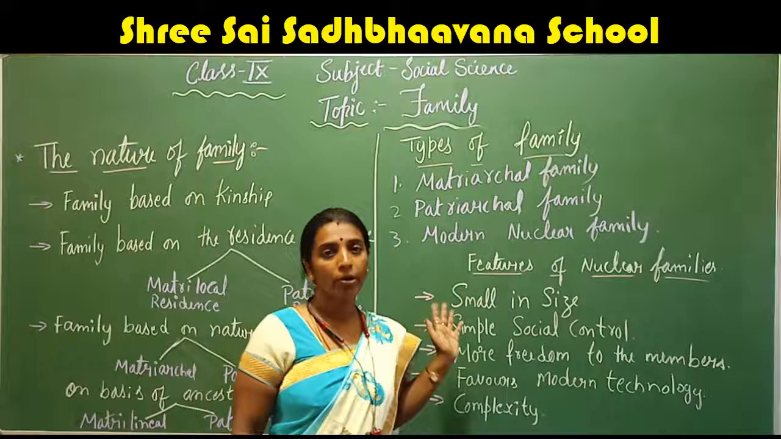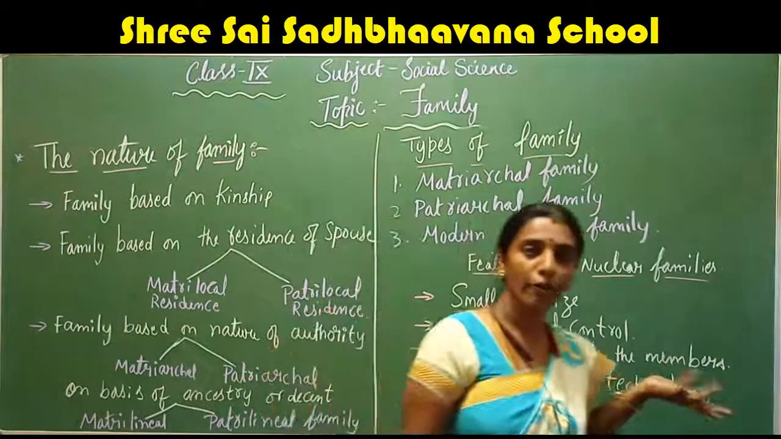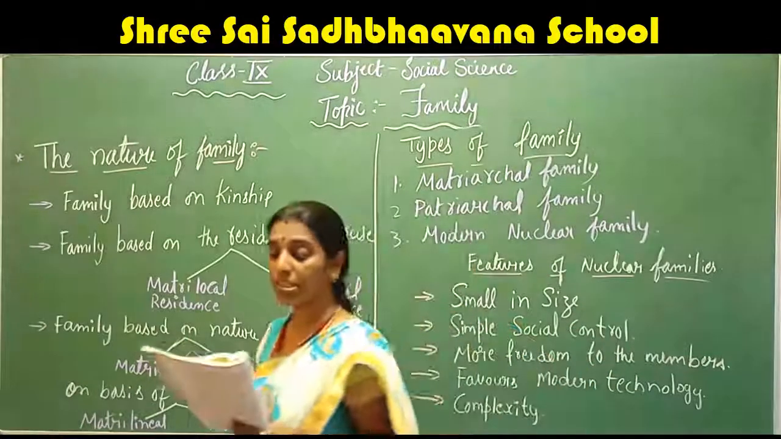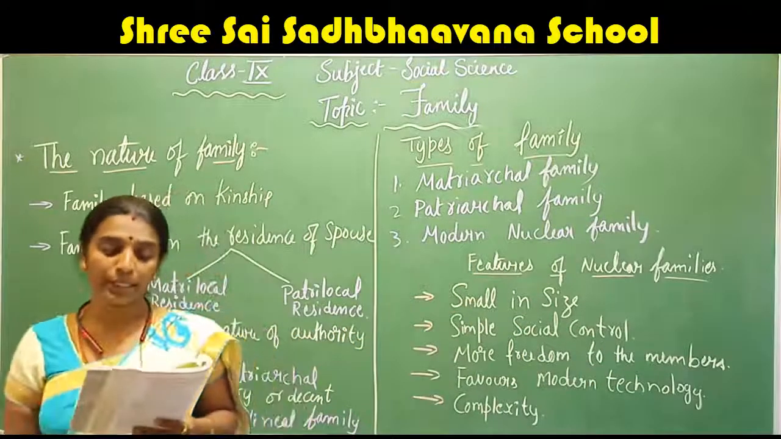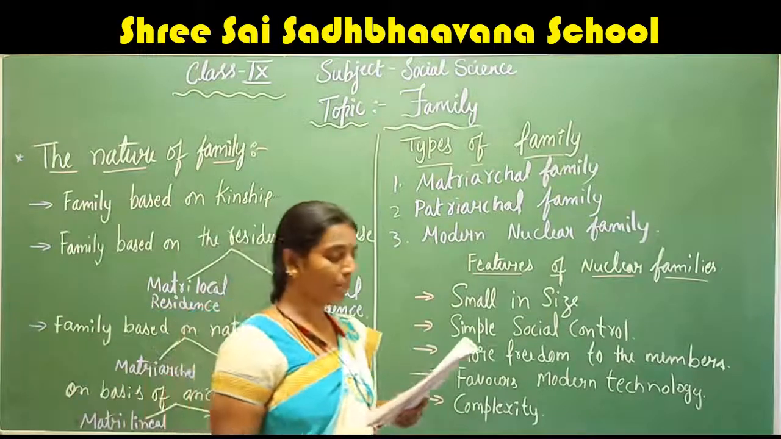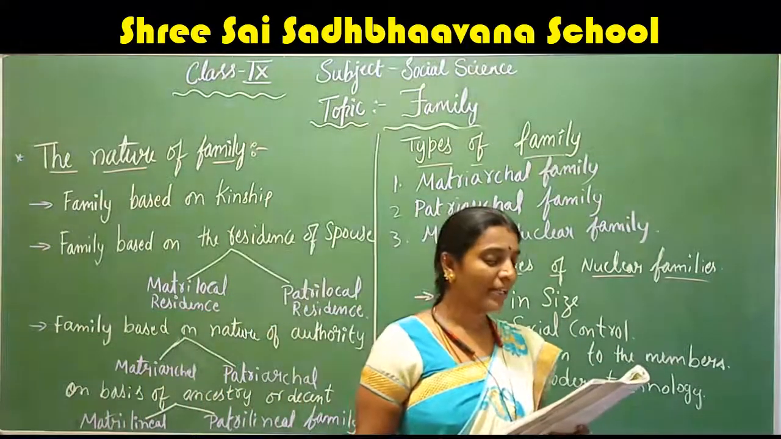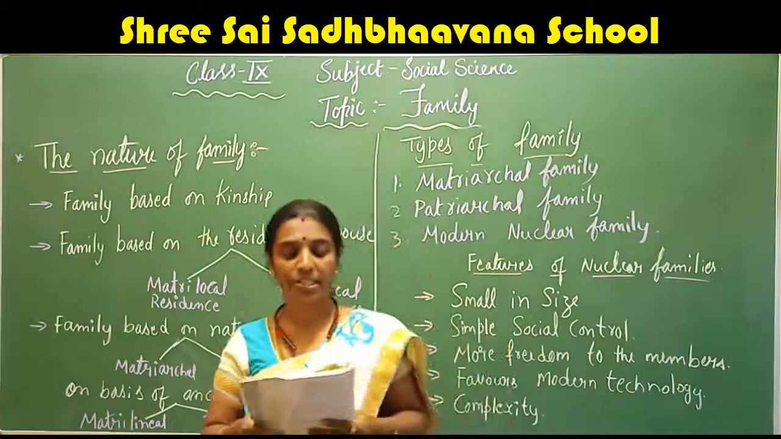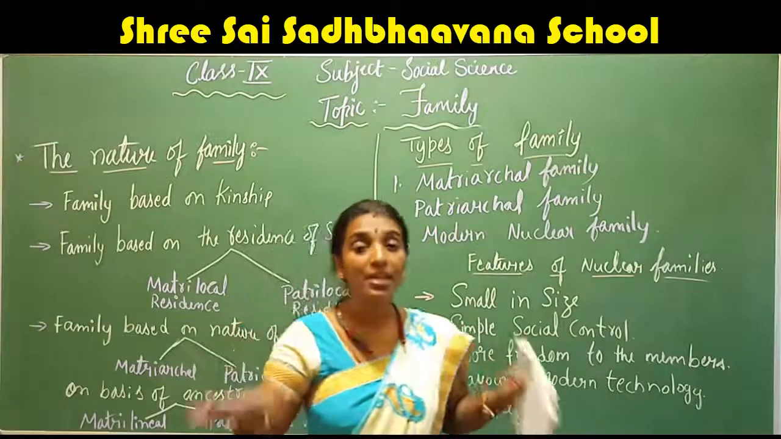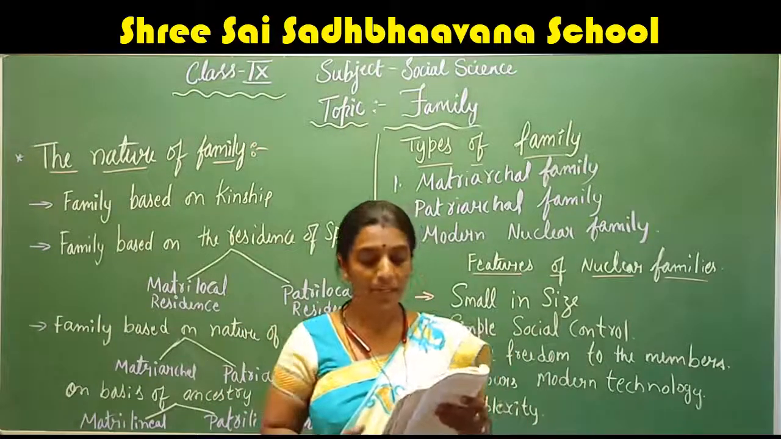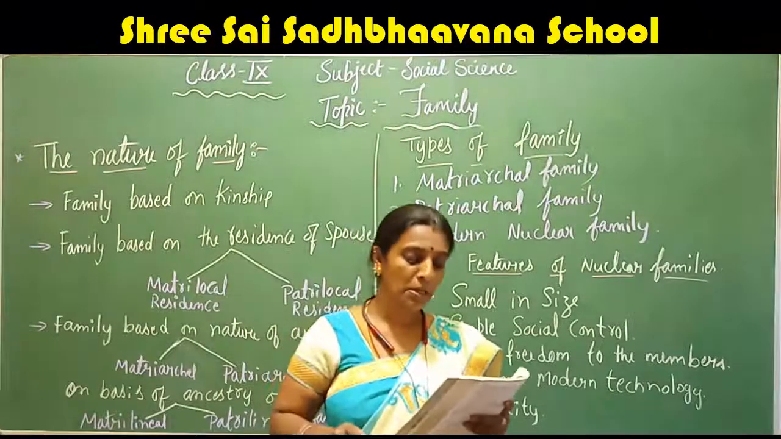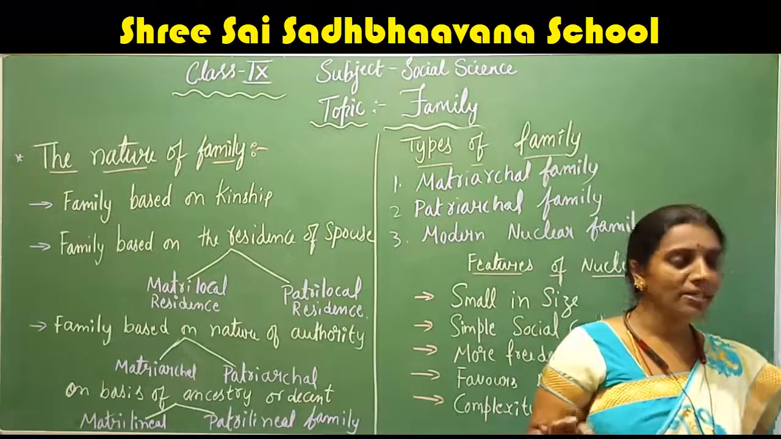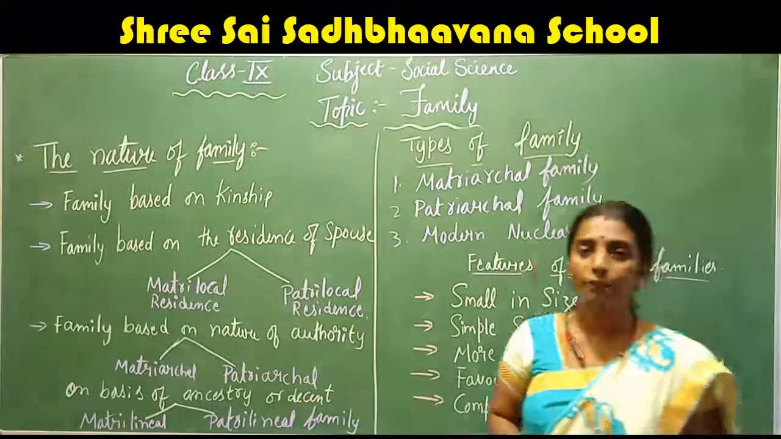And the modern nuclear family, which almost all of us come under, is a type based on the structure and the generation living together. Based on structure and generation living together, families are divided as nuclear family, joint family, and extended family. A family that consists of father, mother, and their unmarried children as members is called a nuclear family.